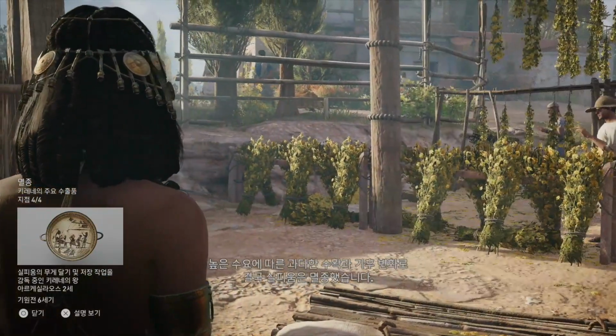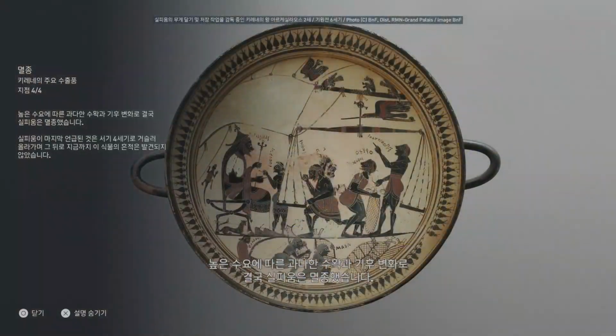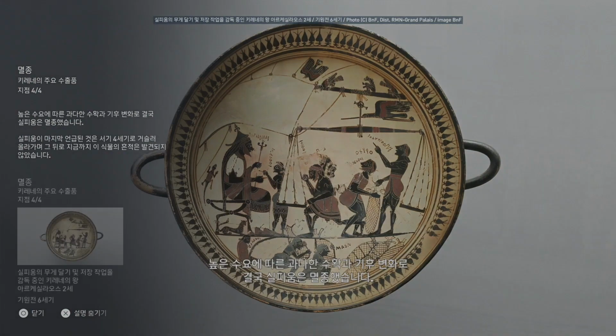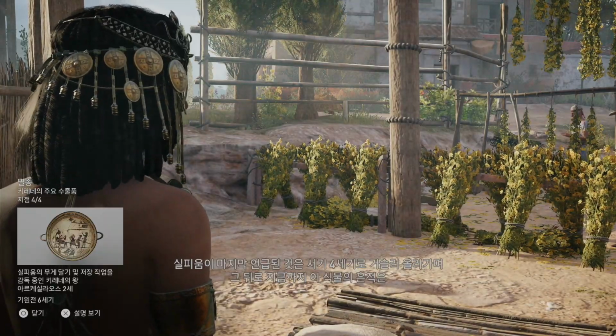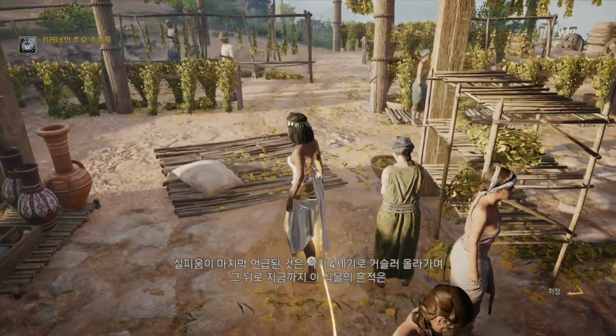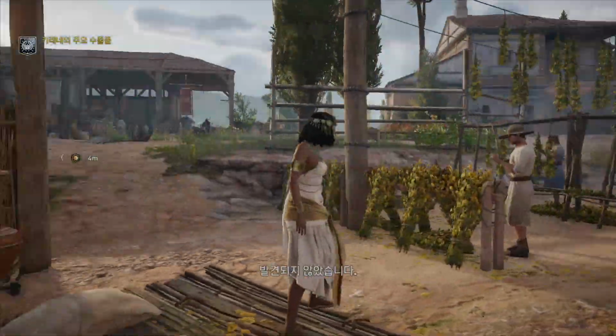High demand, overexploitation, and possibly a shift in climate all contributed to the eventual extinction of silphium. The last mention of it dates from the 4th century CE, and to this day, no traces of this plant have been identified.